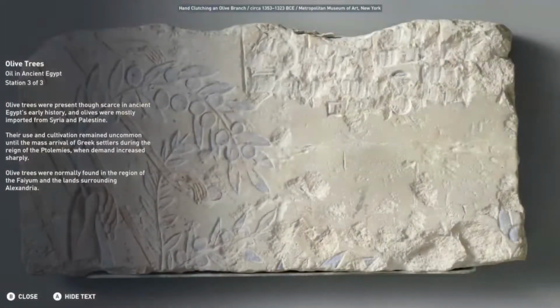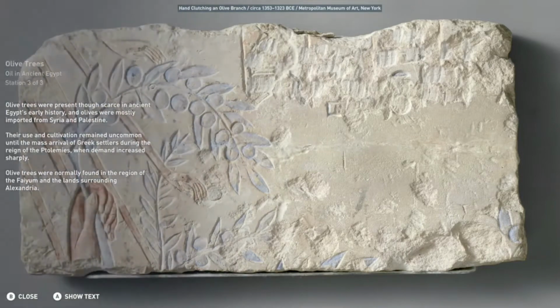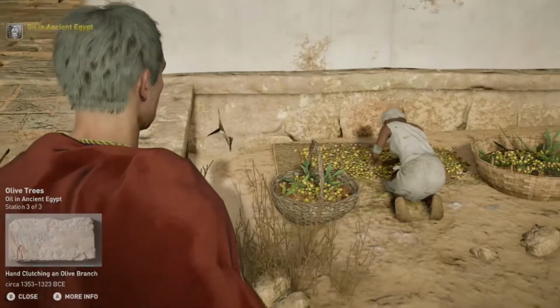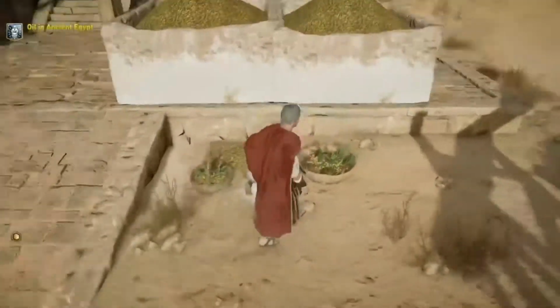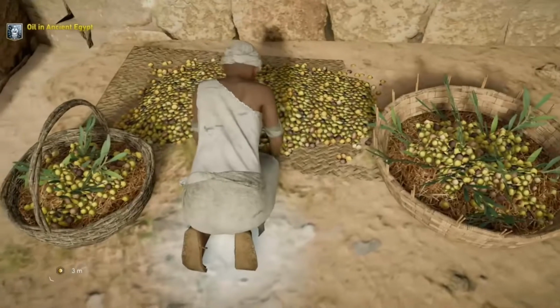Olive trees were present, though scarce, in ancient Egypt's early history, and olives were mostly imported from Syria and Palestine. Their use and cultivation remained uncommon until the mass arrival of Greek settlers during the reign of the Ptolemies, when demand increased sharply. Olive trees were normally found in the region of the Fayum and the lands surrounding Alexandria.